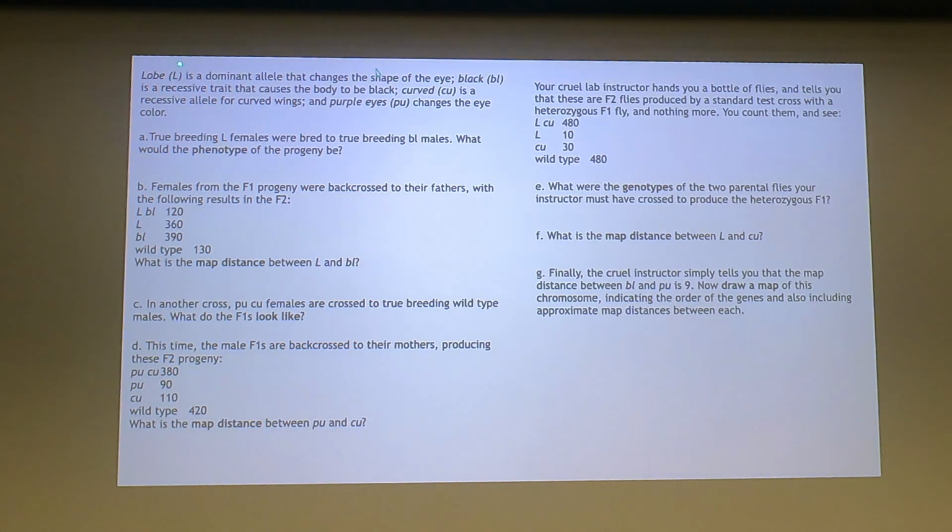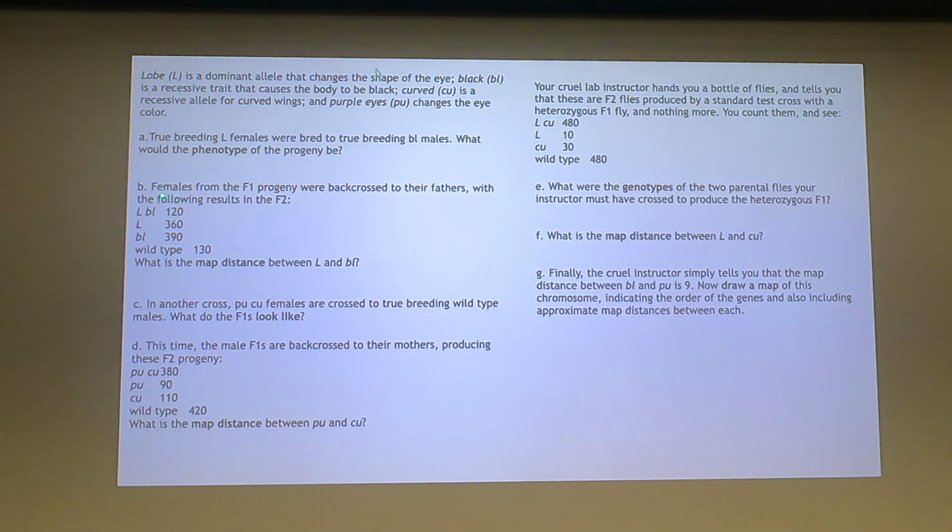We got lobe. It's a mutation that's dominant, big L, notice. And that changes the shape of the eye. And then there's black, which is recessive. Curved is recessive. And purple eyes is recessive. Okay, we got 4 different genes involved here. This particular problem is not a triple point cross problem. This is one where we go through pairwise for each pair of genes and figure out what the distance is.